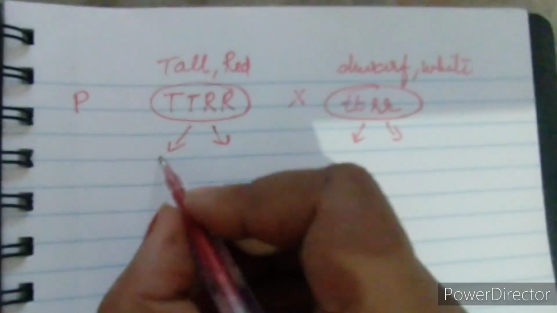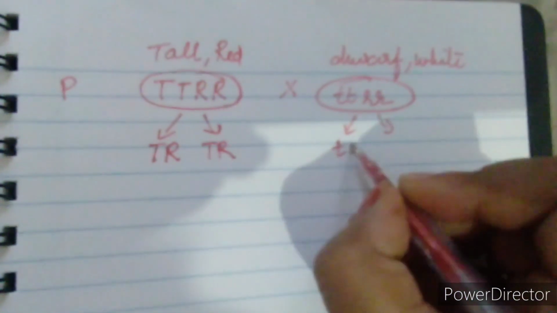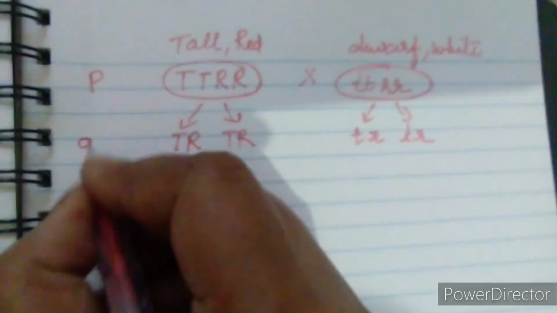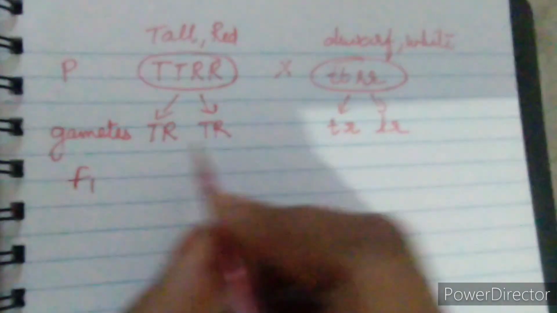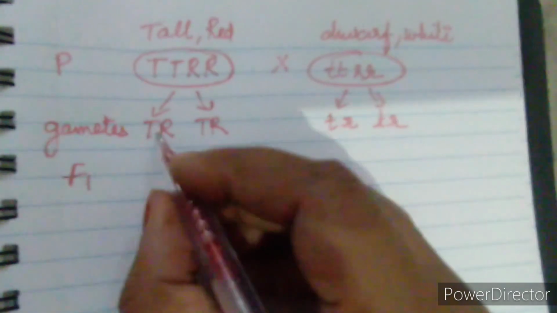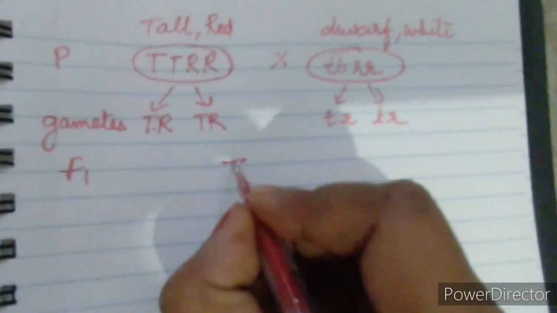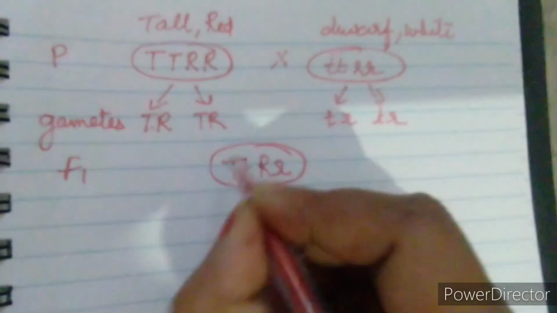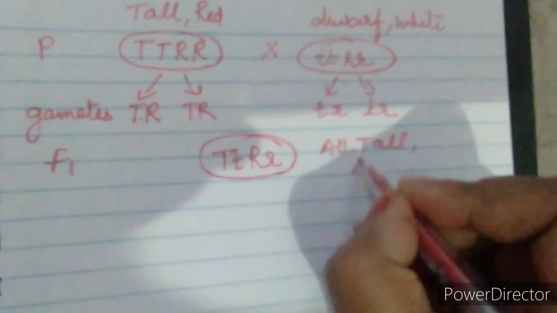Now all the gametes are similar, all 4 gametes will be formed, but I am writing only 2 because all are the same. Capital T capital R, capital T capital R. Then here small t small r and small t small r. 4 combinations will be there and all of them will be the same. So these are gametes. Now next, F1 generation, because all gametes are similar on both sides. If you combine one of the gametes of this parent with the gamete of the other parent, you will get the genotype capital T small t capital R small r. So all the plants will have this genotype and all will be tall with red flowers.